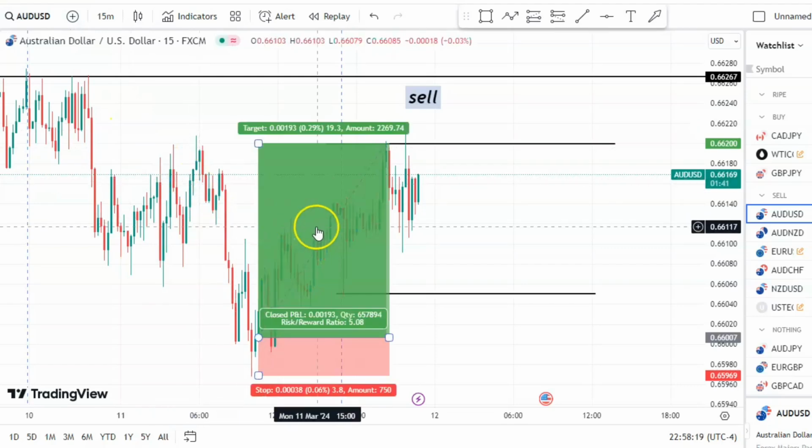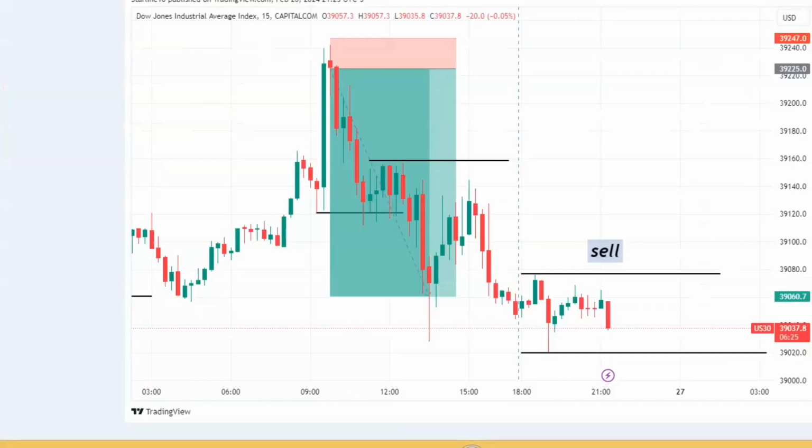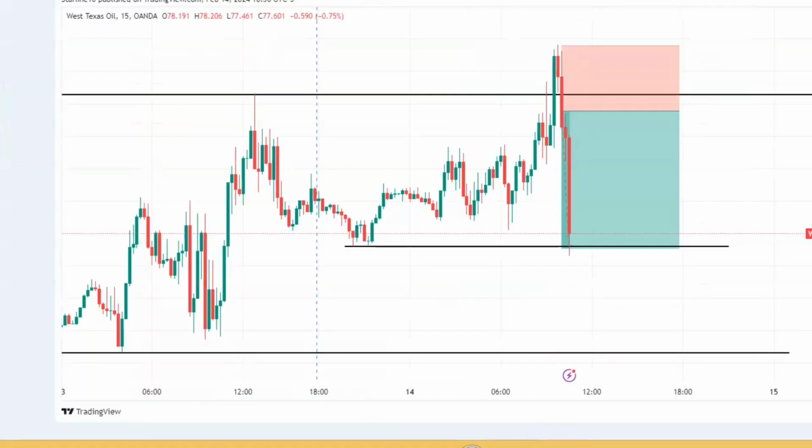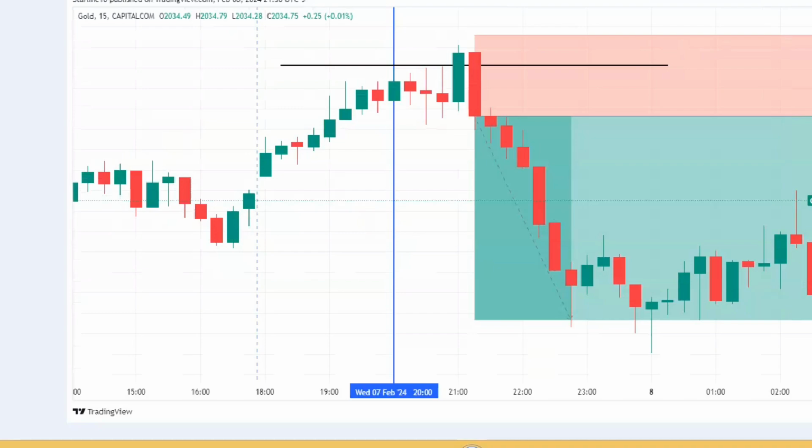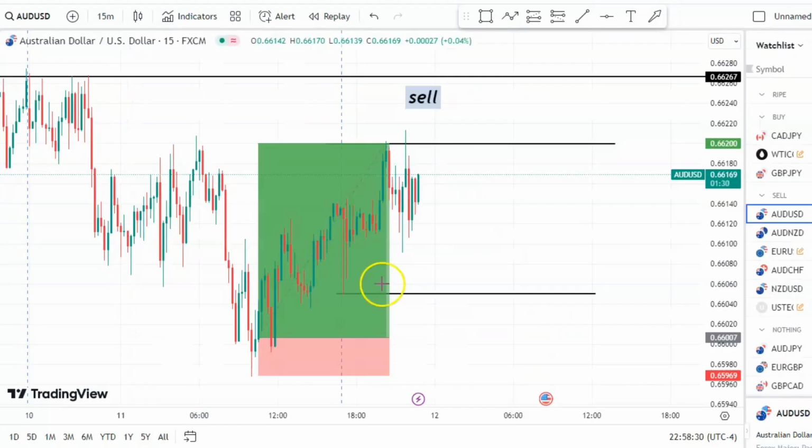Yesterday we caught this move. It's a big move, and we have caught bigger moves. These are the examples here. And in this video, I am going to show you how we catch these moves.